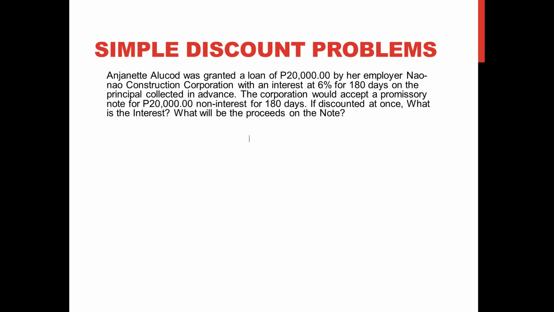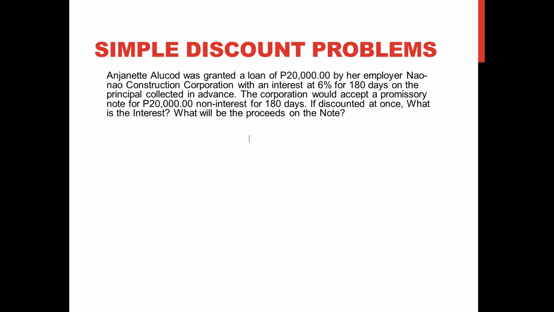Now, considering an example, Janet Alukod was granted a loan of 20,000 pesos by her employer, Now Construction Corporation, with an interest at 6% for 180 days on the principal that is collected in advance. The corporation would accept a promissory note for 20,000 non-interest for 180 days. If discounted at once, what is the interest and what will be the proceeds on the note?